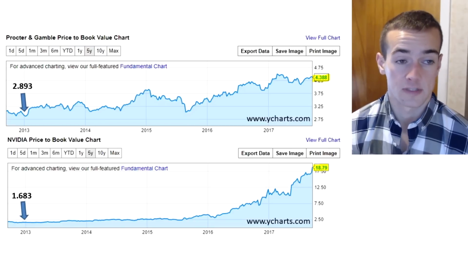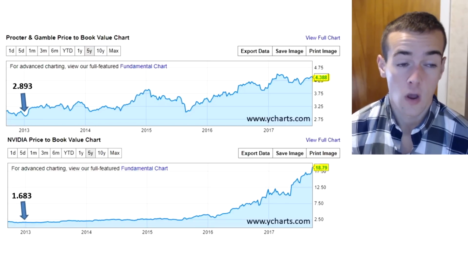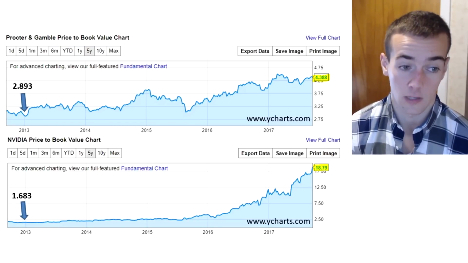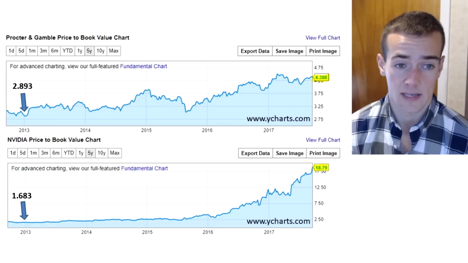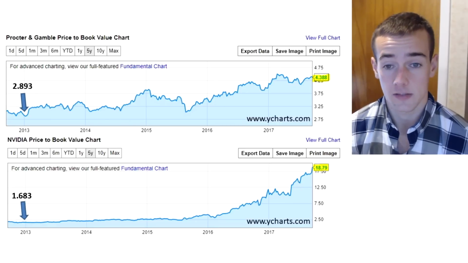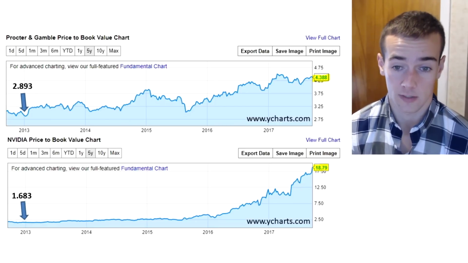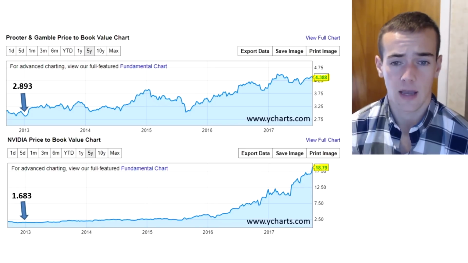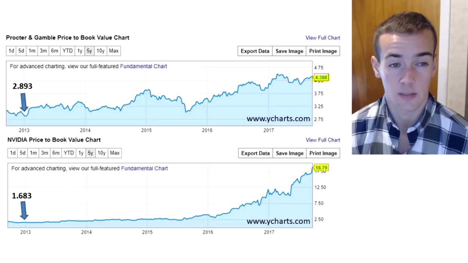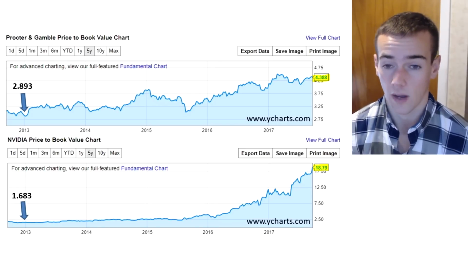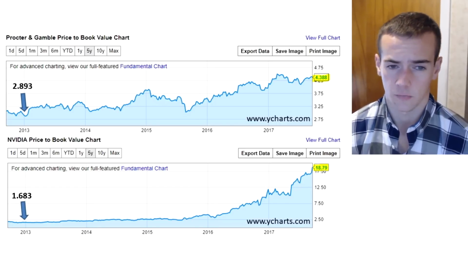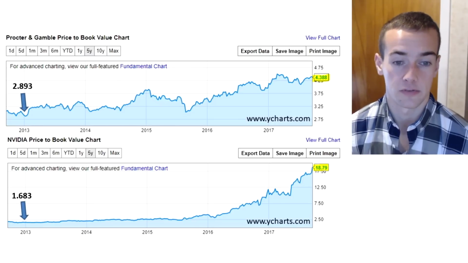So here we have two examples of this price to book value. We're looking at Procter & Gamble as well as Nvidia over the last 5 years, and as I'm sure you guys know, we have been in a bull market during this period. And if you guys are looking for a good site to get the price to book value, I recommend ycharts.com. It's a free service, and this is where I picked up these numbers.